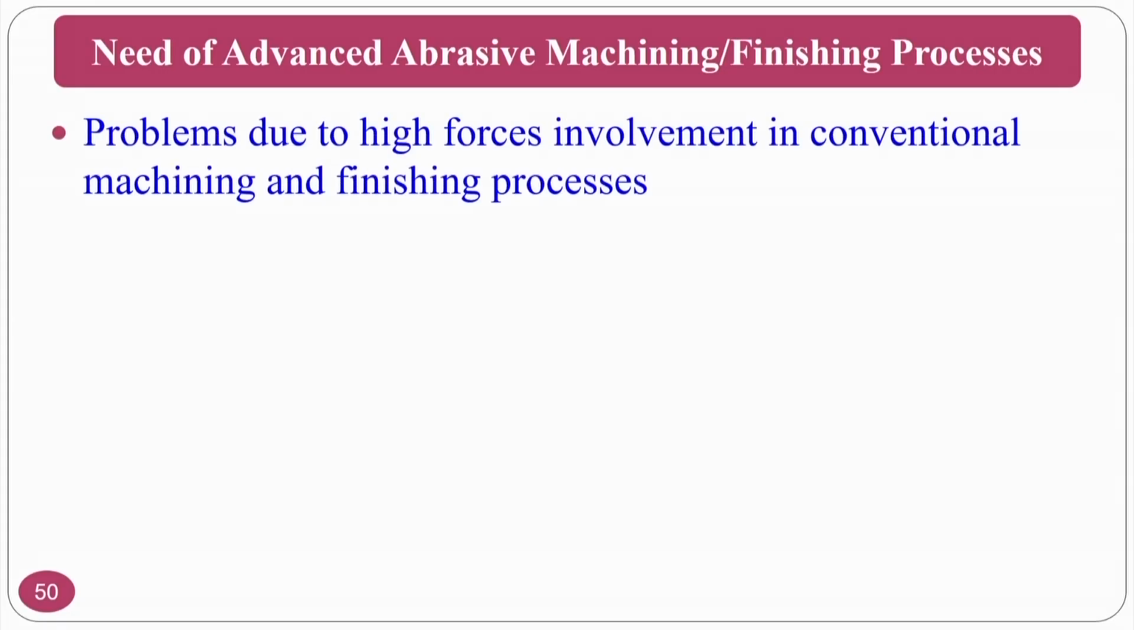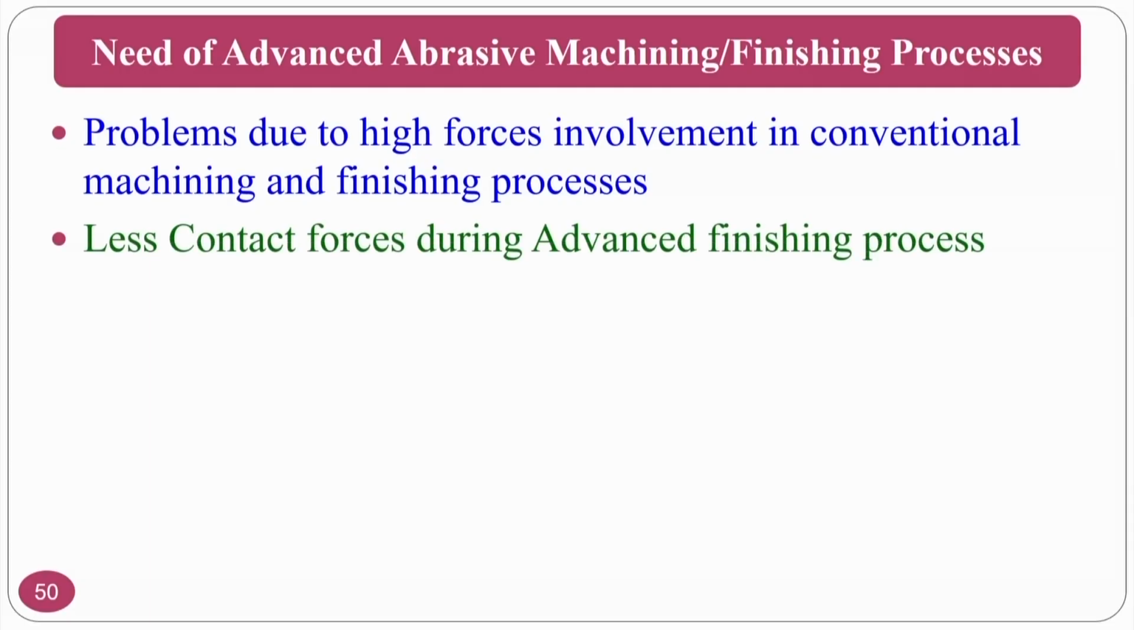Okay. So, with the need of abrasive machining or finishing processes, the problem is the high forces involved in conventional finishing processes, because of which surface roughness is very high. If the interacting forces are very high, peak and valley height will be very high. So, this is one problem. Less contact forces during advanced finishing processes.